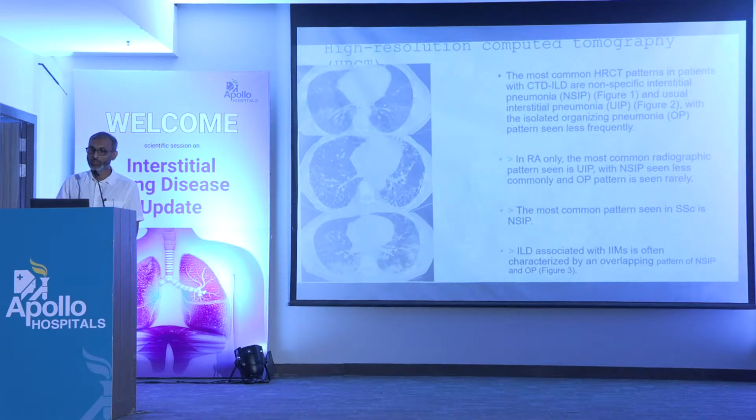Coming to imaging, the most common HRCT patterns in patients with CTD-ILD are NSIP and UIP, with isolated organizing pneumonia patterns seen less frequently. In patients with rheumatoid arthritis, the UIP pattern is more common, whereas NSIP and OP can be seen. The most common pattern in patients with scleroderma is NSIP. In patients with ILD associated with inflammatory myositis, the most common pattern is NSIP, but sometimes you can see NSIP and OP together.